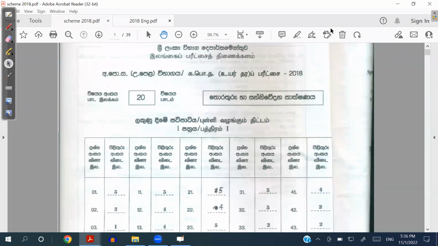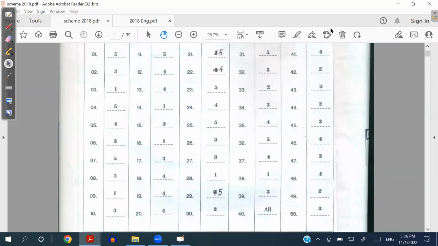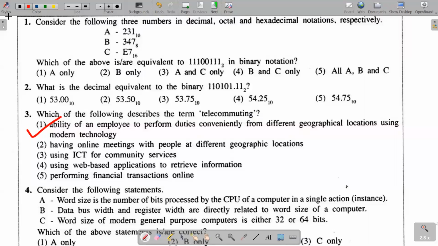So this is the 2018 marking scheme. So you can refer to it by freezing the frame, and I'm moving to the paper, right? Right, if I'm not clear, tell me, kids.